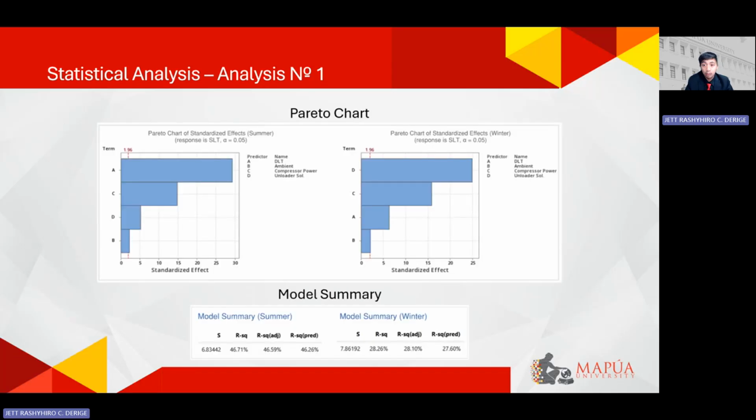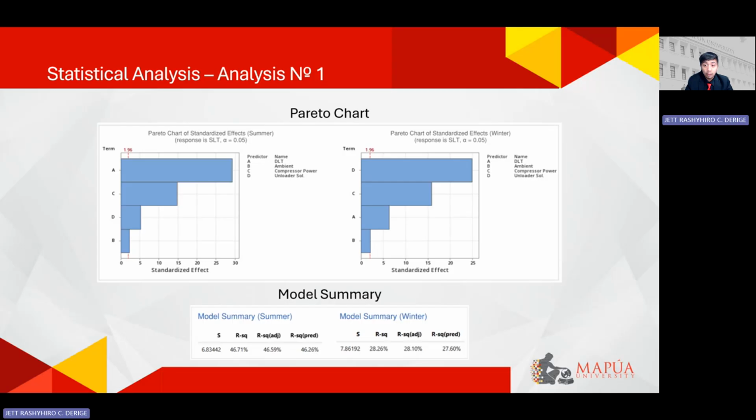And for the Pareto chart, this shows which variables are the most significant. For Minitab, 1.96 is the cutoff point of statistical significance. And for summer, the most significant one would be the discharge line temperature, followed by the compressor power. This shows that the DLT, or the ambient temperature, greatly affects the value of the suction line temperature inside the case. And then power shows how the compressor is working much harder in summer compared to other months.